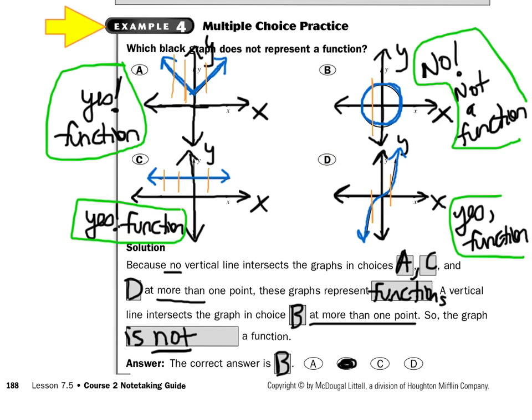And then look at D. With your black pen, make the x-axis stand out, the y-axis stand out, and with your blue pen, do that lightning bolt, okay? And so hold your pencil straight up and just move it around, and you'll see no matter where you move it, it only touches the blue graph in one spot. So yes, that is a function. And so they explain it down here in words, but the only one that is not a function would be choice B.